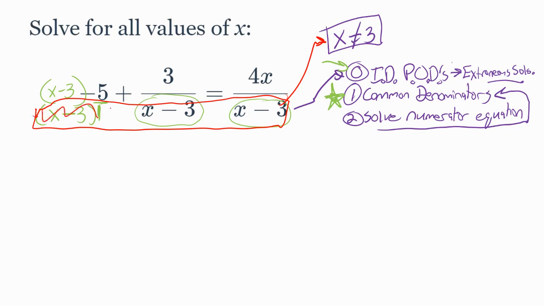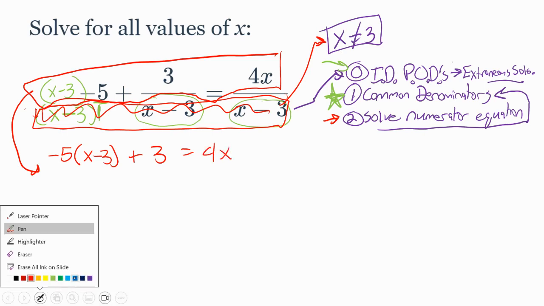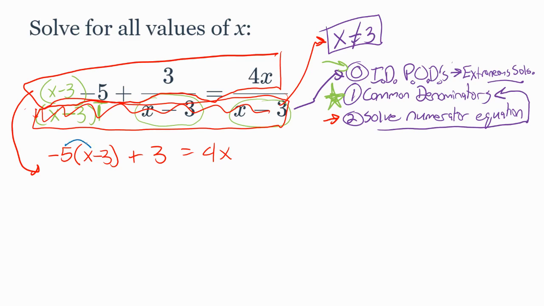We can cross that out and mentally avoid it and just rewrite the numerator equation, because that's step 2. You just solve that. So we bring this numerator equation down as if it was the problem in the first place. It's -5 times x minus 3 plus 3 equals 4x. And now we bring the problem back down to the rigor of Algebra 1 or Math 2. So now we just distribute and get -5x plus 15 plus 3 equals 4x.